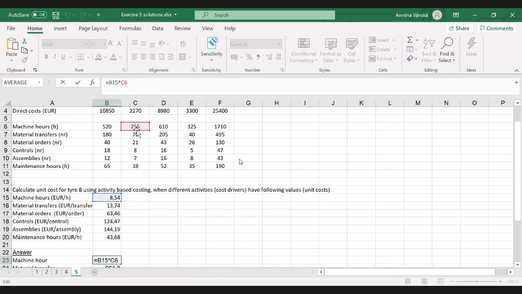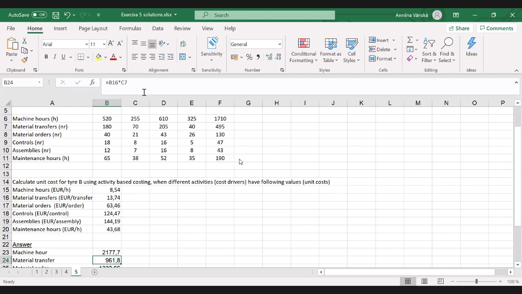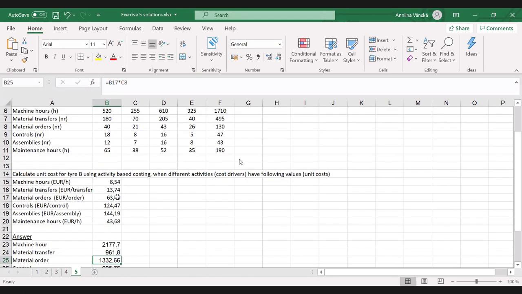We have here the machine hours used for tire B, and then we have here also the price tag, unit price. Same thing for material transfers. We know that 70 times it was transferred. Each of the transfers cost 13.74. Material orders, 21 orders. Each of the orders cost 63.46.